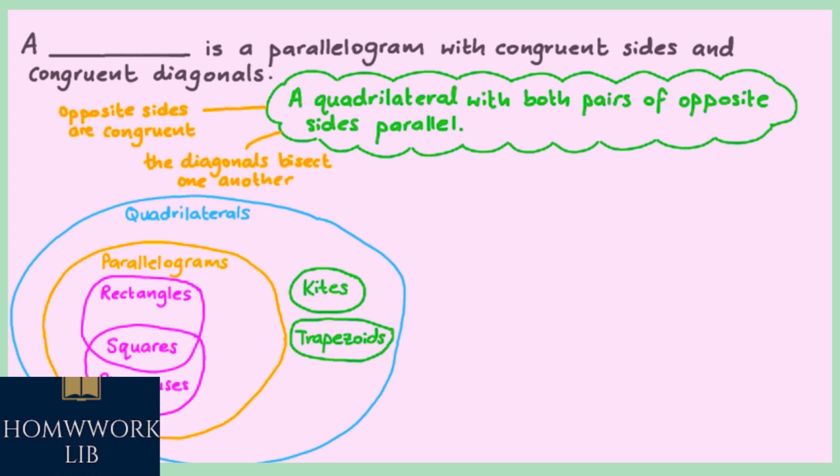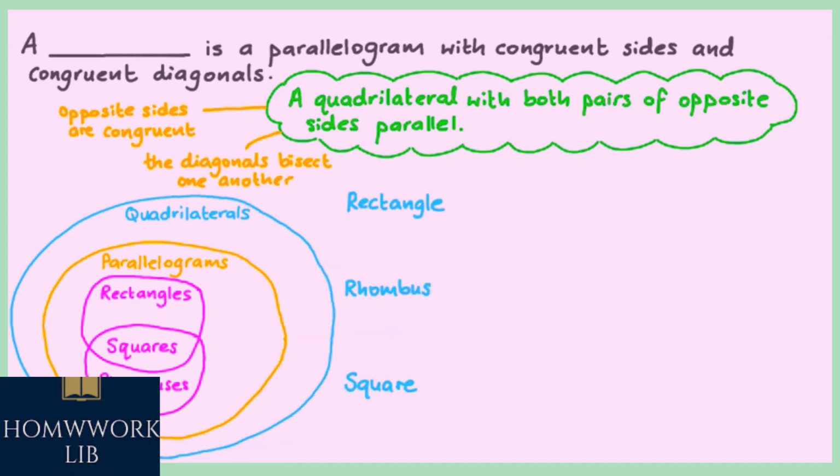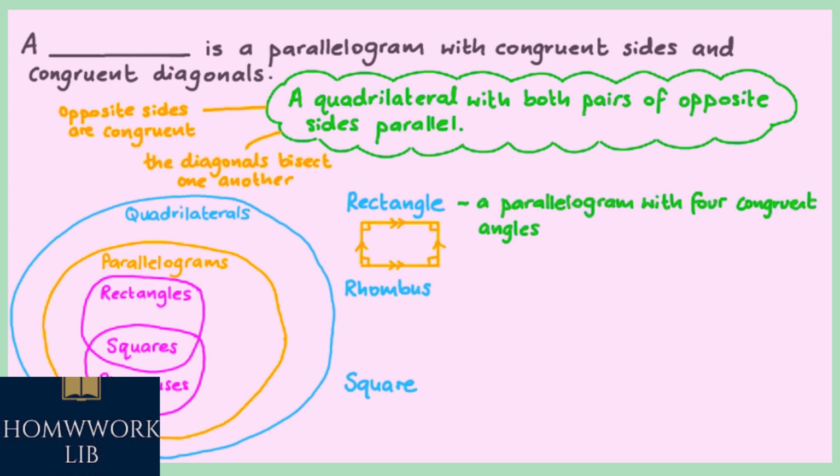Outside of the parallelogram classification, we have kites and trapezoids because neither of these quadrilateral types have two pairs of sides parallel. But let's ignore these for the purposes of this question. We can take a closer look at the three special types of parallelogram: the rectangle, rhombus and square.